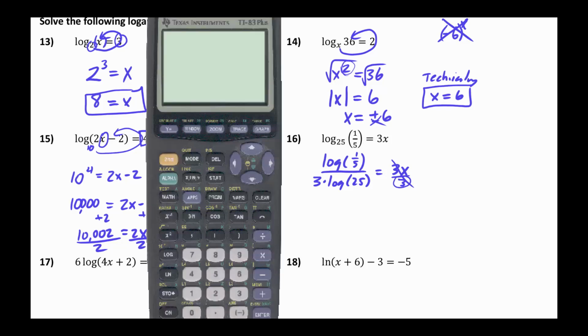If I type this in my calculator, log of 1/5, which is just 1 divided by 5, divided by, and I need to trap all of this stuff down there. So I'm not just dividing by 3, I'm dividing by both of those things. So put a parenthesis, put 3, put a times symbol, and put log of 25, close the logarithm, close the bottom. Go ahead and press enter, and we get negative 0.1666666 forever.